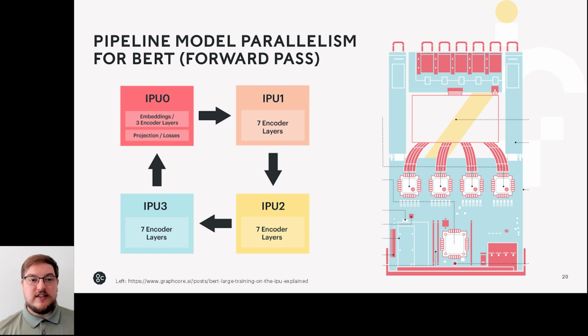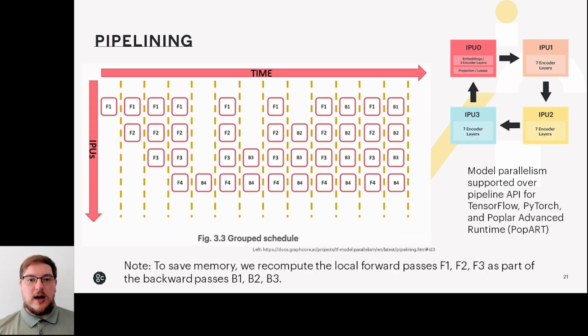Afterwards, the data gets sent back to IPU 0, where we can calculate the projection and the losses. The reason for sending it back to IPU 0 is because it has the embedding layers. How do we process this model parallelism? We use a pipelining scheme. Pipelining is supported over our pipeline API, which we have in TensorFlow, PyTorch, and our popular advanced runtime called PopART.